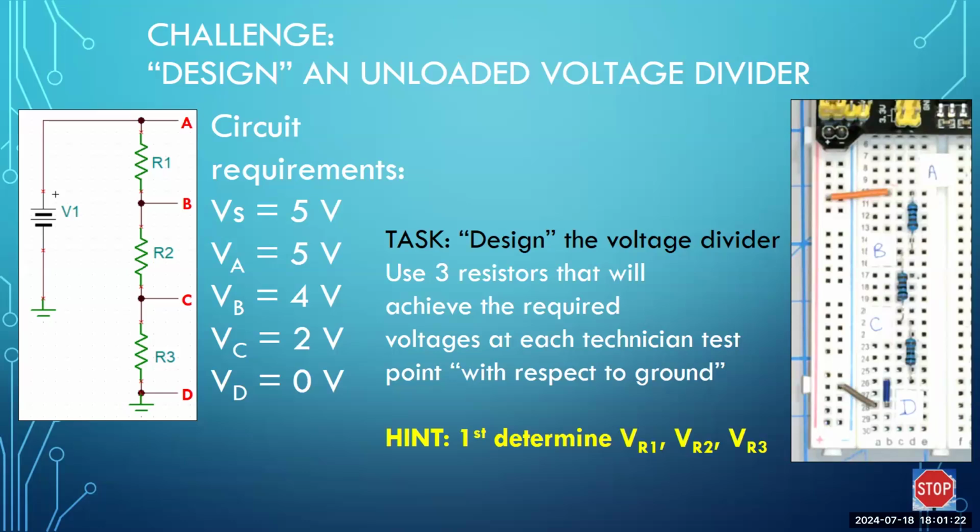Voltage B means the red probe is at point B, black probe is at ground. How much are we going to need there? The design parameters require 4 volts at point B to ground.